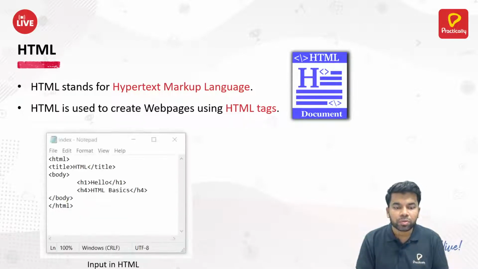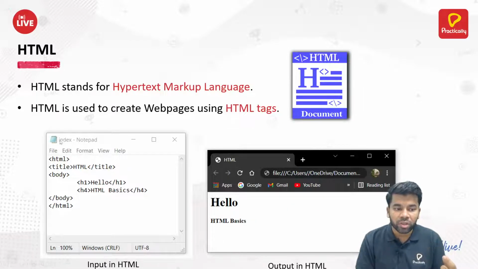So this is one basic HTML program. The work of this HTML program is to create two headings, one H1 level heading and another H4 level heading. I have written this in Notepad and saved it as index.html, and when I open this file with the help of a web browser, it will look like this: hello and HTML basics.